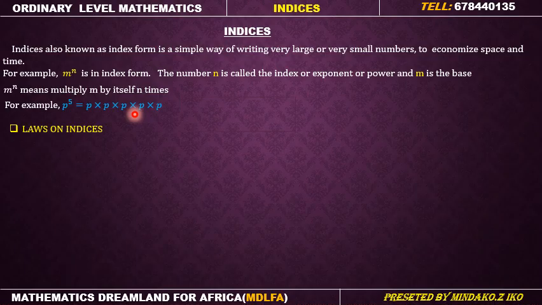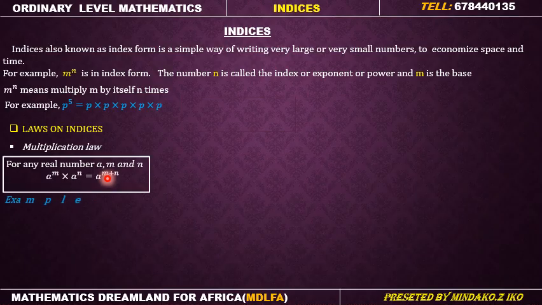So let's look at the laws of indices. The first law is the multiplication law. For any real numbers a, m and n, we have that a power m multiplied by a power n is simply equal to a power m plus n. This means whenever the bases are the same, just simply add the powers.